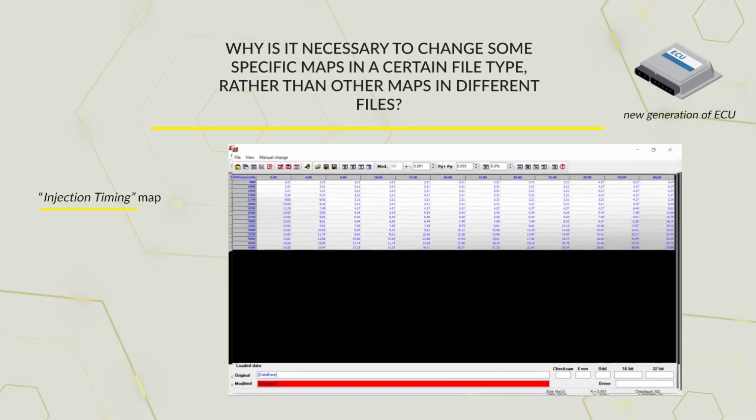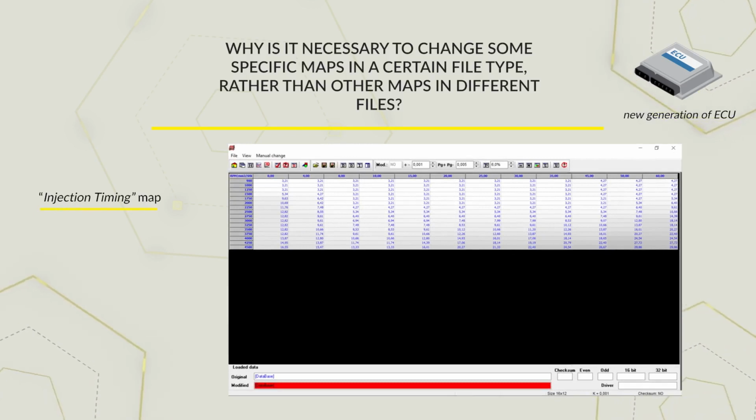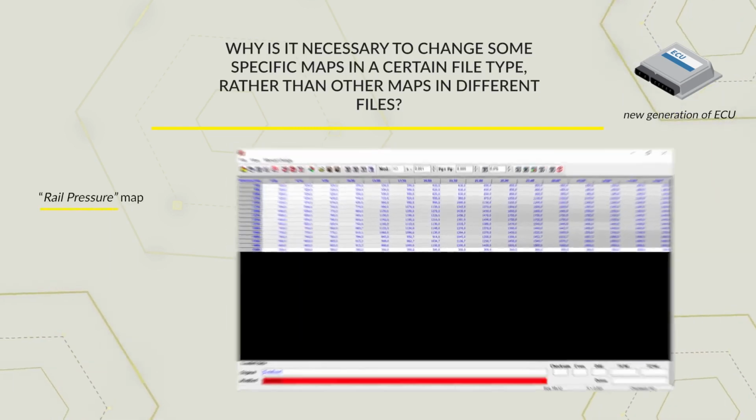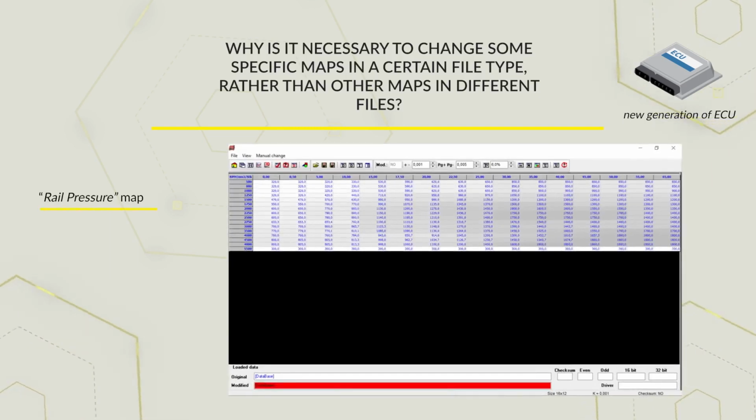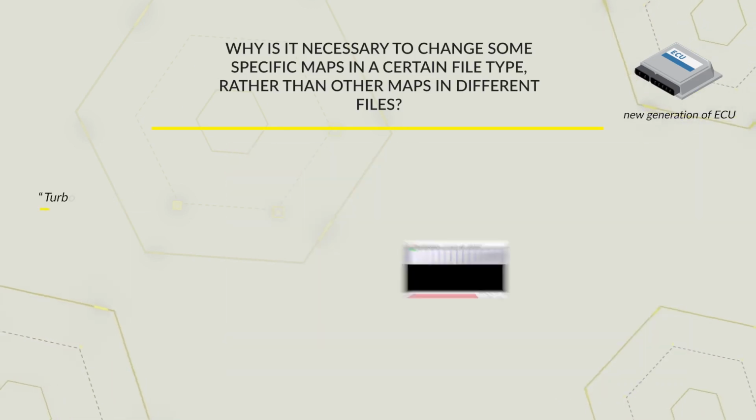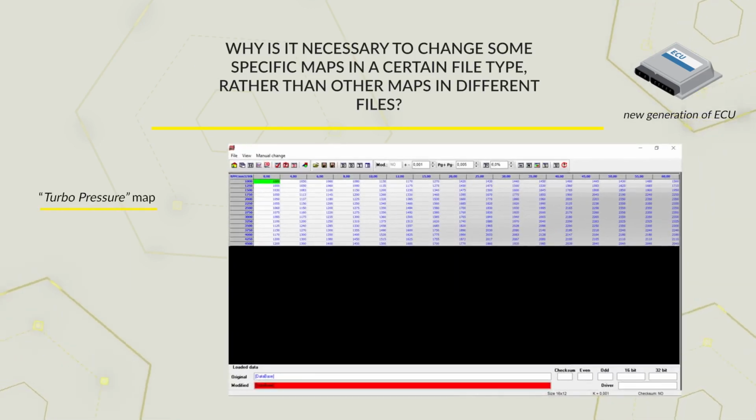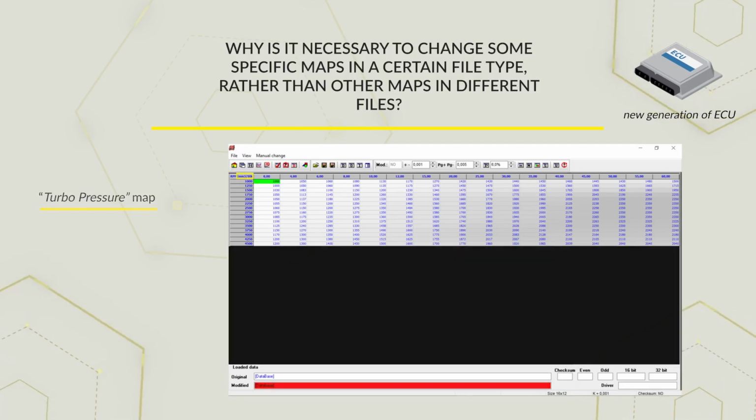The injection timing, which adjusts the opening moment of the injectors according to the engine speed and the quantity of fuel to be injected. The rail pressure, which determines the pressure with which the fuel will be injected into the combustion chamber as a function of the engine speed and the fuel to be injected. And the turbo pressure, to adjust the turbine pressure and, consequently, the airflow entering the engine, according to the engine speed and the fuel to be injected into the cylinders.